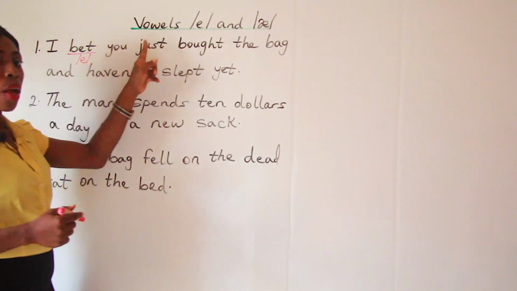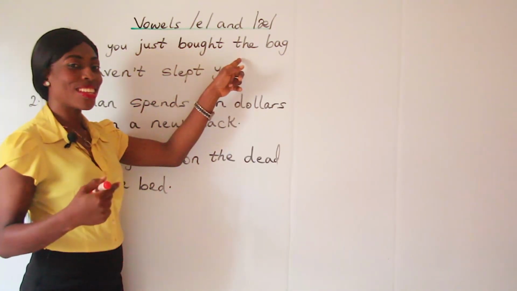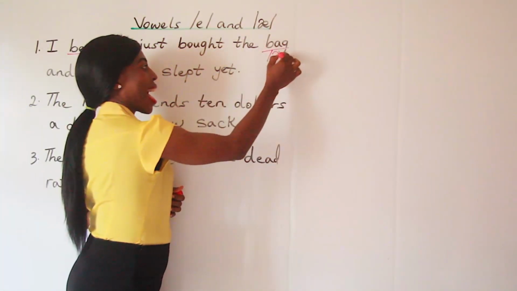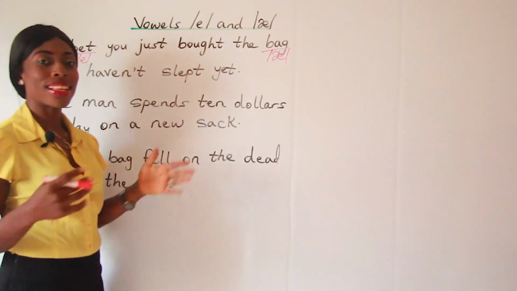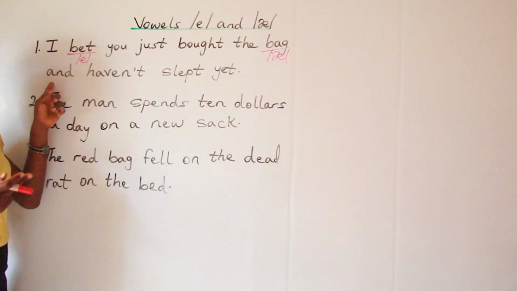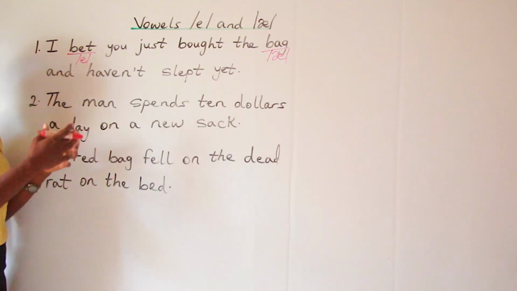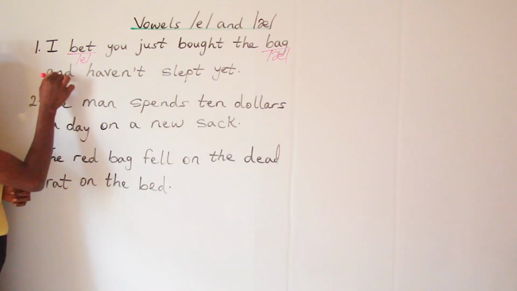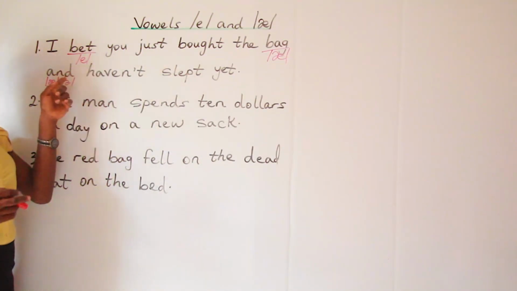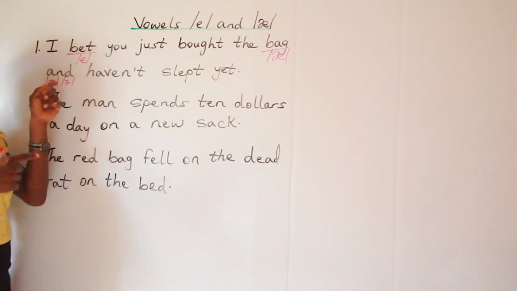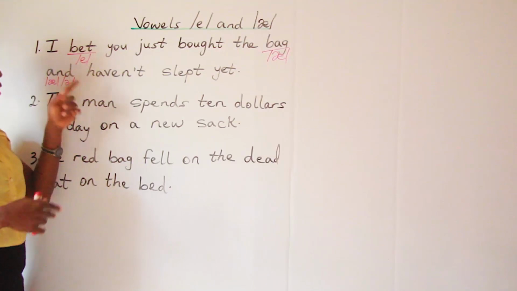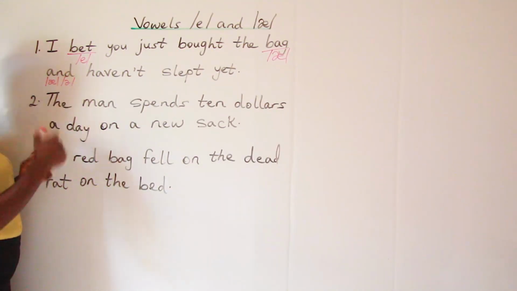Bet you just bought the bag. Bag has the sound /æ/. And now, if it's a strong form, you have the /æ/ sound, but here we are using the weak form, so we take the schwa. So you say bag and, not and. If it's a strong form, you use /æ/, but in the weak form, you use the schwa. So we don't have the /æ/ sound here, we only have the schwa.